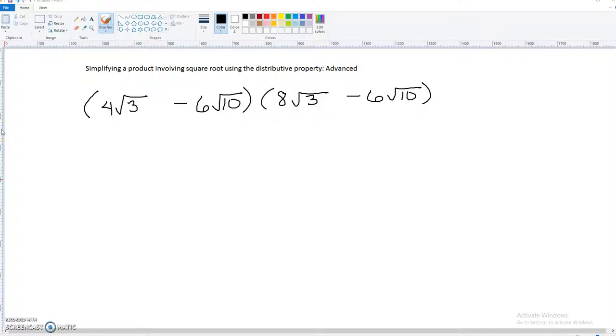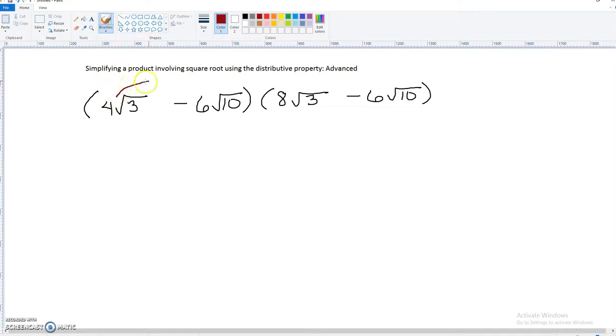Simplifying a product involving square root using distributive property, advanced. As you can see here, we've got two binomials and they're being multiplied together. If you remember from week 3, we used arrows to distribute all of the terms as we multiplied it out. So I'm going to go ahead and use different colors to make sure that you can clearly see each item that we're multiplying.